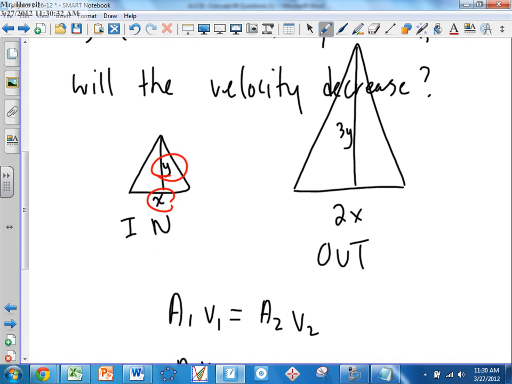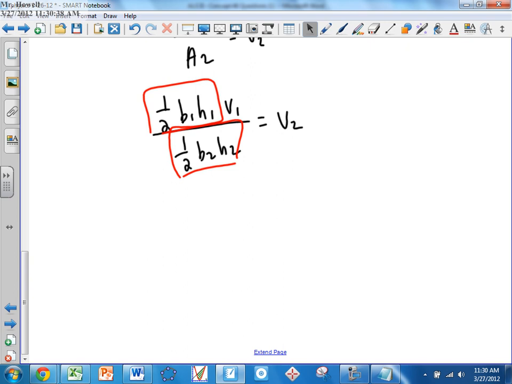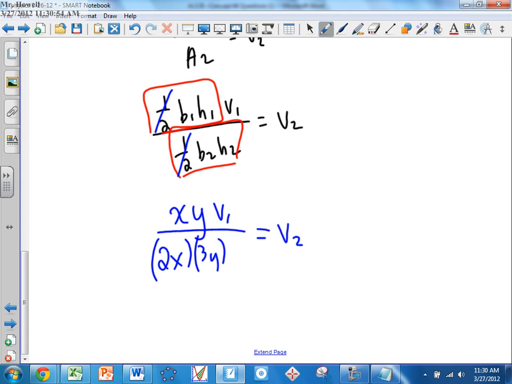Don't the 1/2s cross out? Yeah. Alright. Okay, and you noticed that right away. Good, the 1/2s. You've got a 1/2 up top and a 1/2 down below, they cancel. Base 1 was x, height 1 was y, V1. Base 2 was 2x, height 2 was 3y. What do you notice about the y's? And the x's. X cancels and y cancels. So what are you left with really? V1 over 6. So by what factor did it decrease, guys?